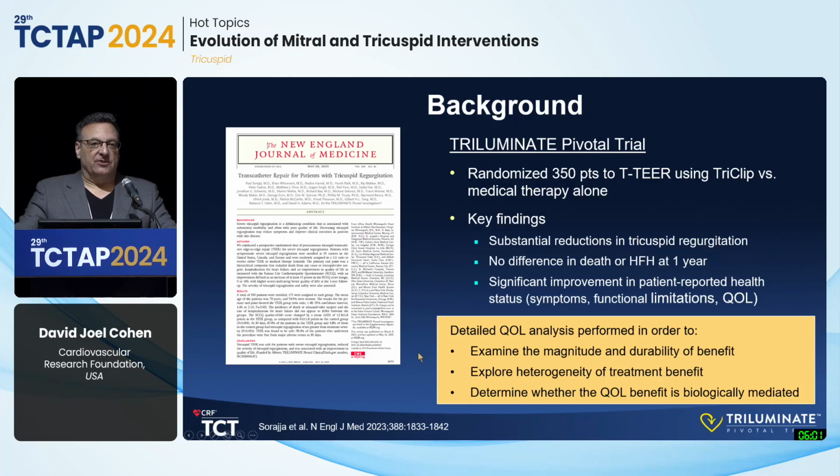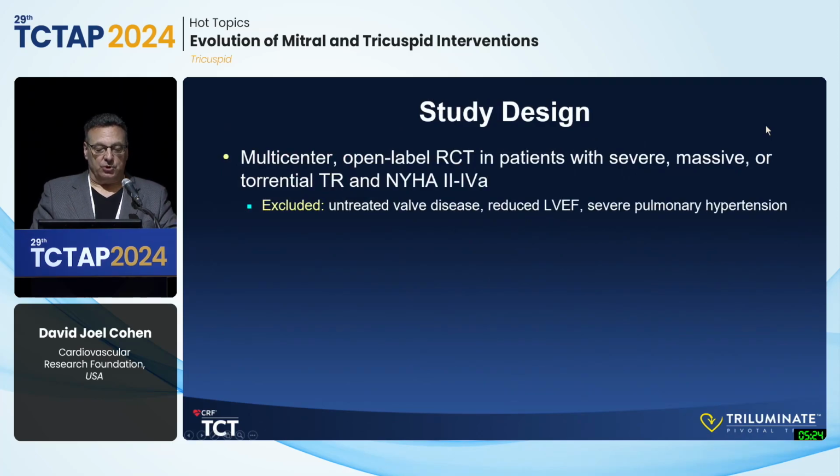And as we reported last year at the TCT meeting and subsequently published in JACC, we performed a very detailed analysis of the quality of life in order to understand several things. First, to understand the magnitude as well as the durability of benefit. Is this a relevant amount of improvement? To see whether there was heterogeneity of treatment benefit, some patients who benefited more or less. And then finally, and probably most importantly, given the unblinded nature of the study, to try to determine as best we could whether the quality of life benefit is truly biologically mediated or is all a psychological phenomenon. So the study design, as you should be aware, is a multi-center open-label randomized trial in patients with severe or greater tricuspid regurgitation and symptoms.